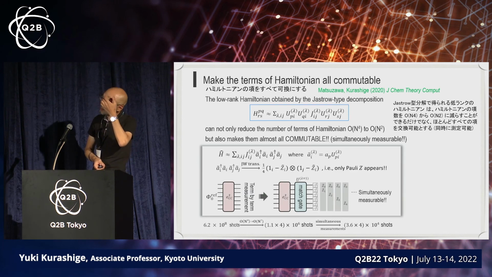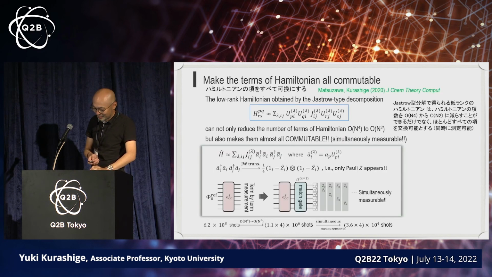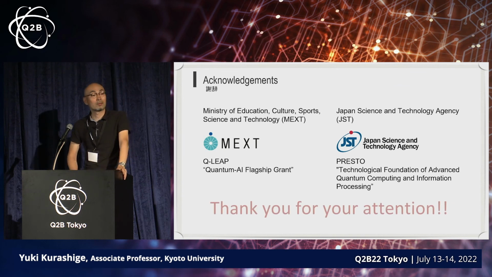So the Hamiltonian tensor decomposition is introduced and made into terms for simultaneous observation. But rather, one step beyond, we reduce the number of shots for the measurement, and we want to do further calculation. Sorry about the time, but with this, I would like to close my presentation.